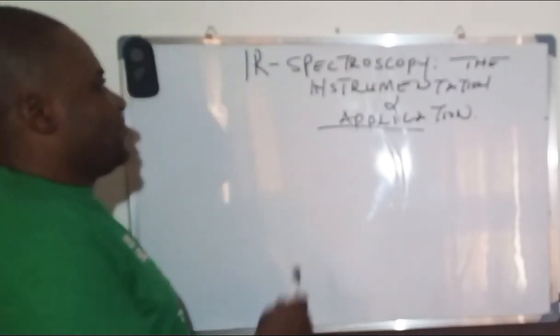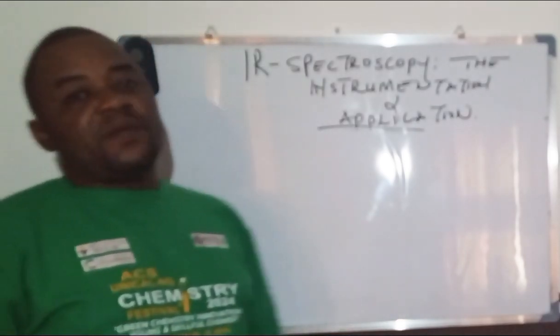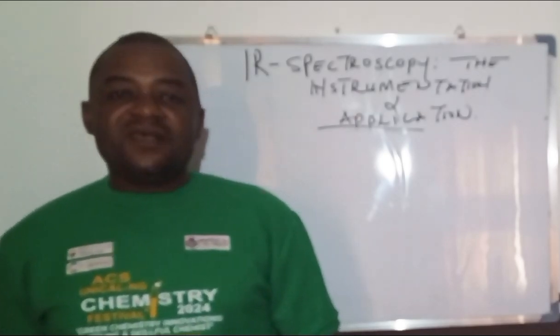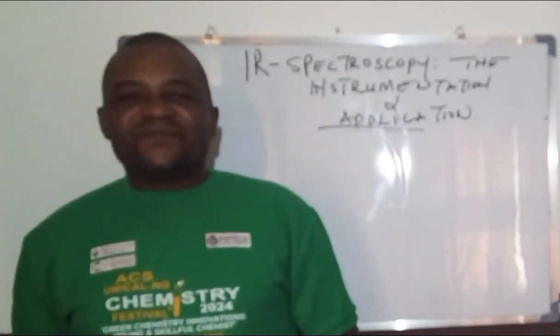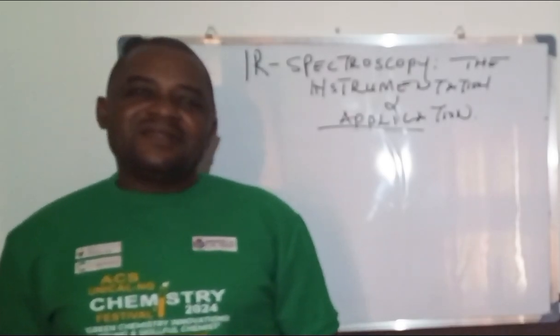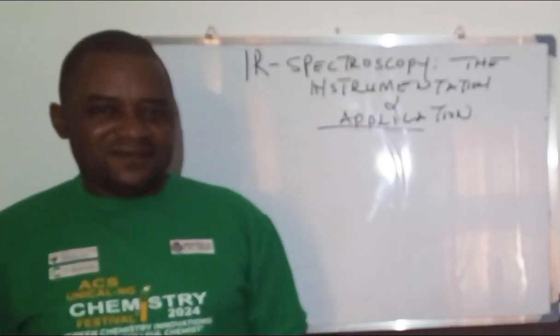Okay, now we're going to look at what IR spectroscopy, the instrumentation and application, is all about. Remember, we had told ourselves that IR spectroscopy simply is used for the measurement or detection of functional groups in organic molecules and also in inorganic ions.